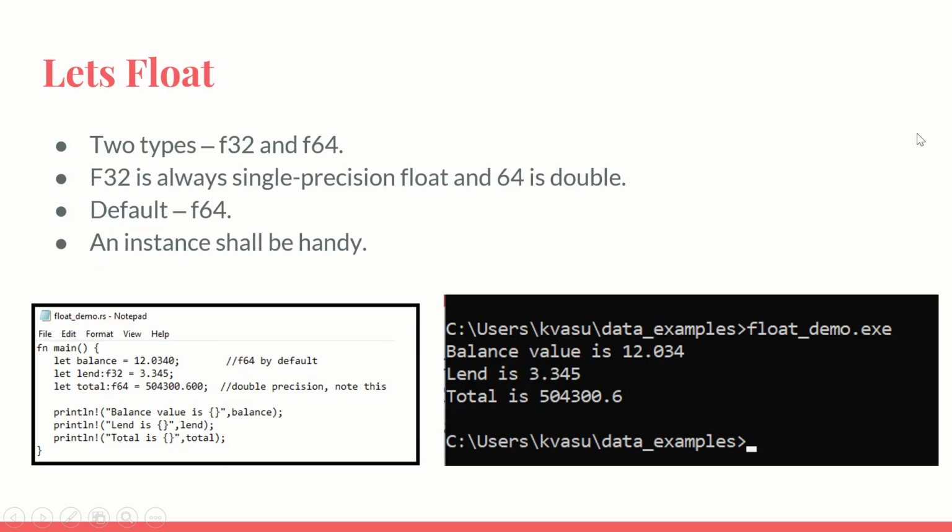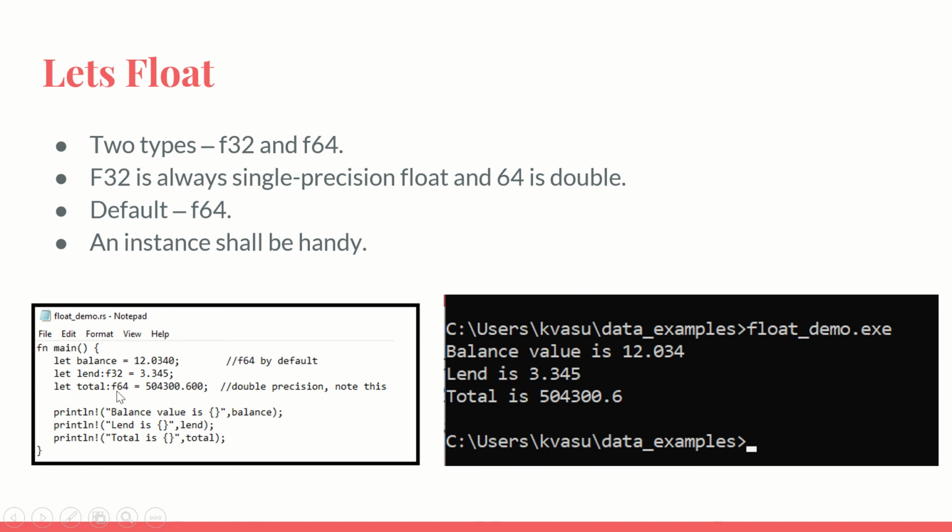It's time for us to float. We have got two float types, one is F32 and another one is F64. F32 is always single precision float, whereas F64 is double precision and the default is F64. Well, we are going to go with a simple example again. Let balance equal to 12.0340. Now F64 is the default type. Let lend equal to F32. I'm making it F32 here purposefully, 3.345.